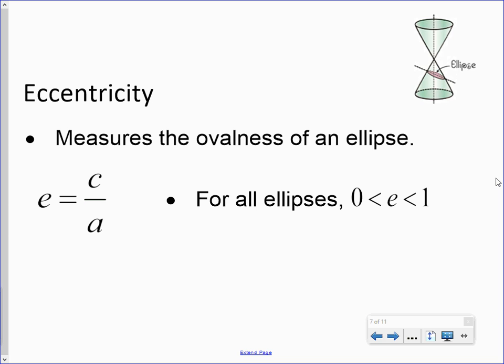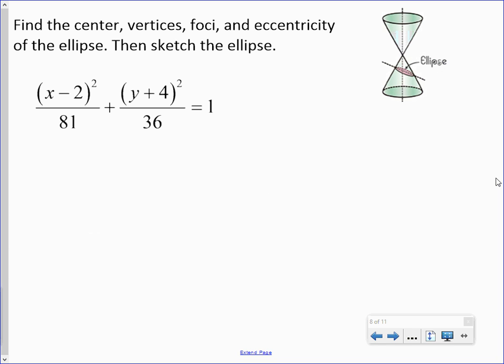Okay, let's do an example. We are going to work with this equation: quantity x minus 2 squared over 81 plus quantity y plus 4 squared over 36 equals 1. And we want to find the center, vertices, foci, and eccentricity of the ellipse, and then sketch the ellipse.